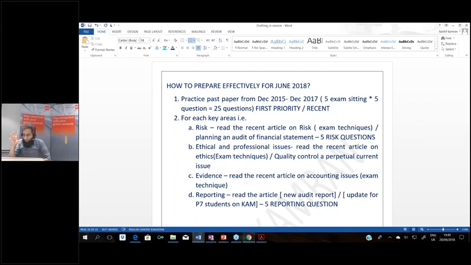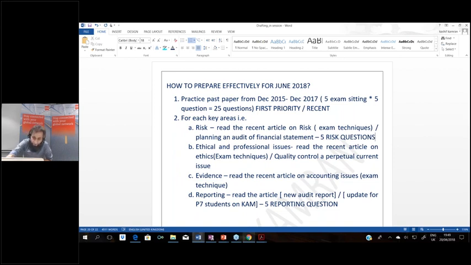So involve yourself in the last 5 exam sittings and bring the best out of them, because I think the last 5 exam sittings are the key. They will really give you the exam rigor to prepare you for the June 18 exams. And then read the recent articles.